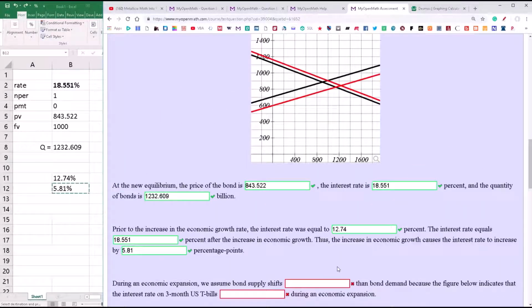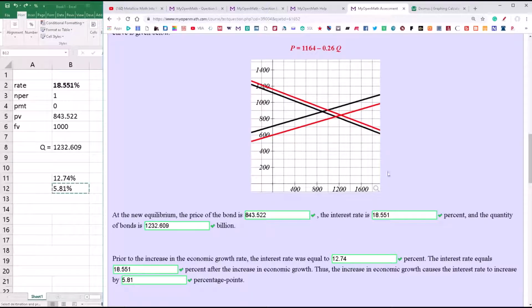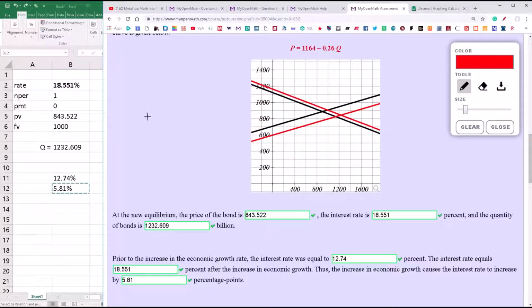Okay. Now, this model is saying that higher economic growth is going to do what? It's going to raise interest rates, right? That's what this is saying. And that's because the increase in supply was much bigger than the increase in demand. Okay?